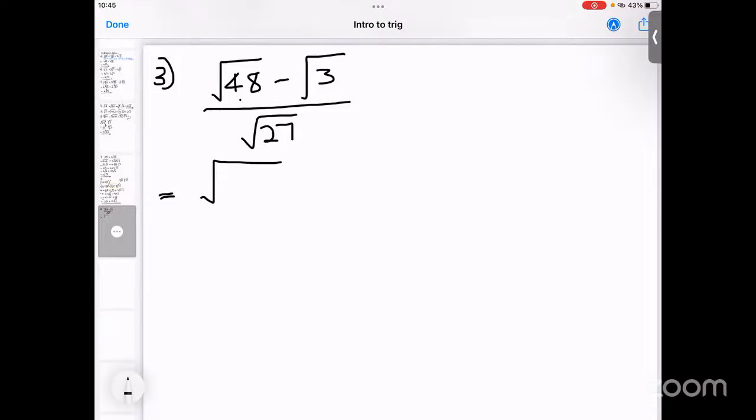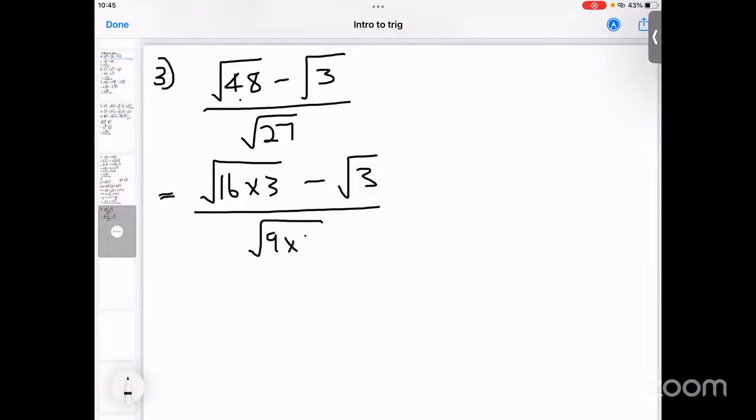48, definitely, is the same as 16 multiplied by 3. Minus, obviously, you just have your square root of 3 there. And then 27. Wait, let me try to remember. 27 is the same as 9 times 3, isn't it? 9 times 3 is that.